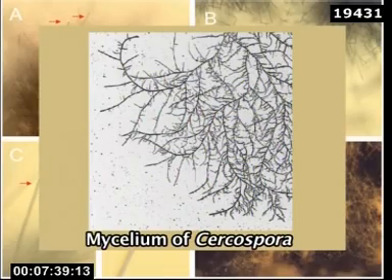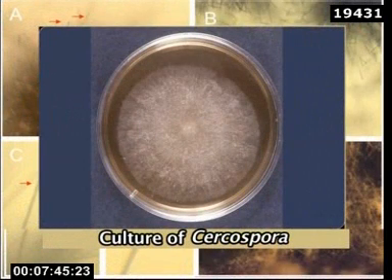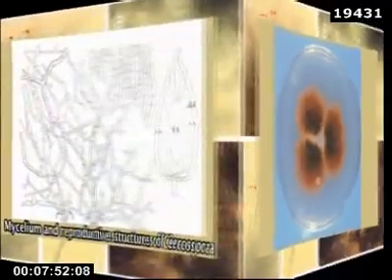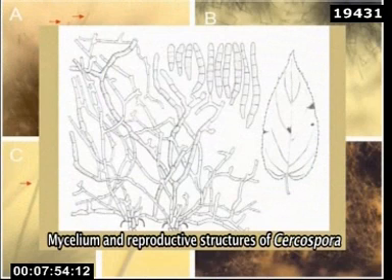Now, vegetative structure of Cercospora. The mycelium of Cercospora is branched and septate. When the mycelium is grown in culture, it is hyaline initially and turns greenish brown at maturity. They can live as parasites or saprophytes.